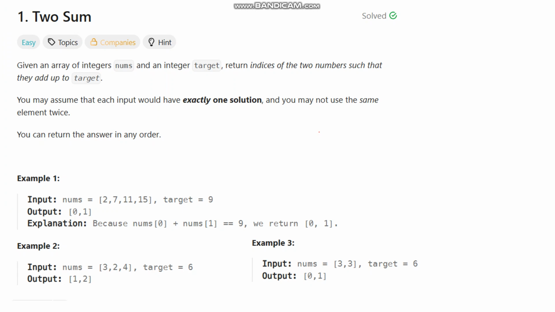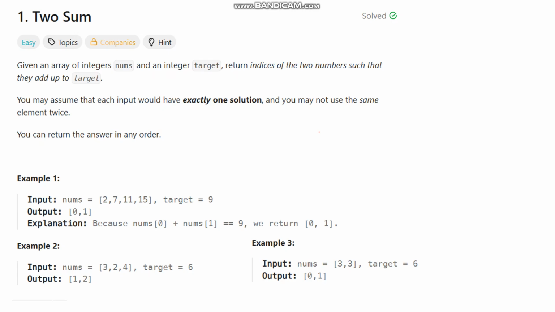You may assume that each input would have exactly one solution. There will not be more than one solution. They are clearly saying that you may not use the same element twice, meaning don't use the same element again and again. You can return the answer in any order.